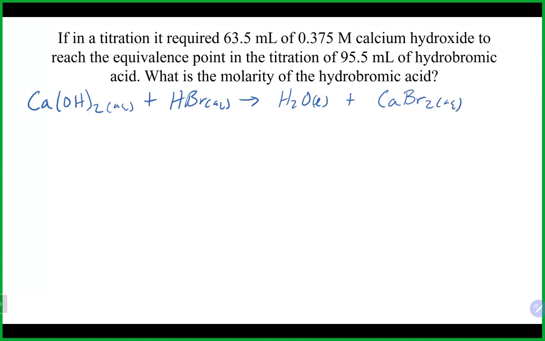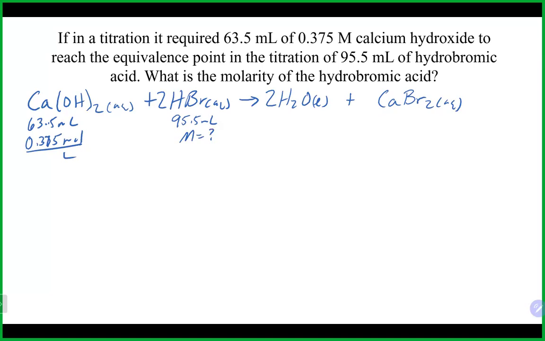CaBr2. Now that we have all the correct formulas, we're going to do some balancing here, and a 2 there and maybe a 2 there as well. Again, I feel like I'm just throwing 2's up there, but we'll go that way. In this case, we want to look and see what we got going on. We got calcium hydroxide, 63.5 milliliters. We have the molarity of it, 0.375 moles per liter. For our HBr, we actually have the volume here, 95.5 milliliters, and we are actually looking for the molarity in this case.